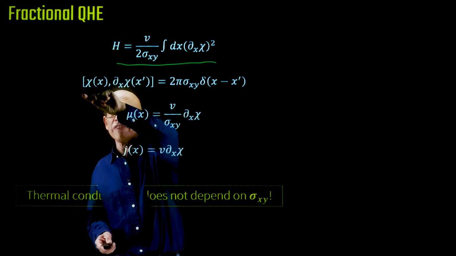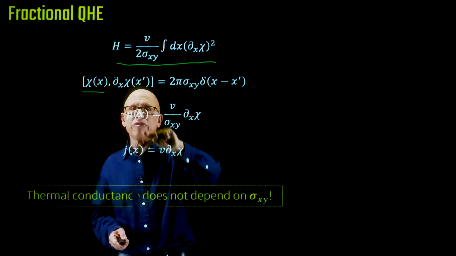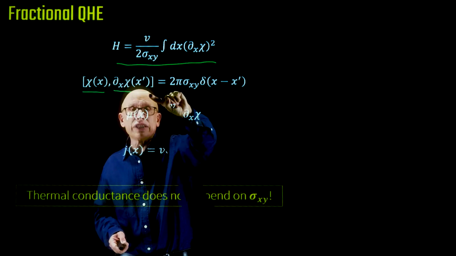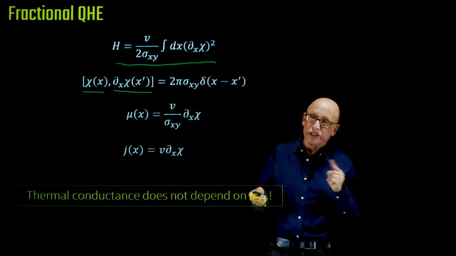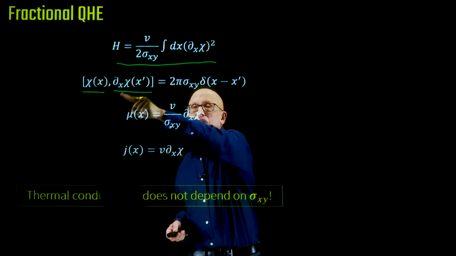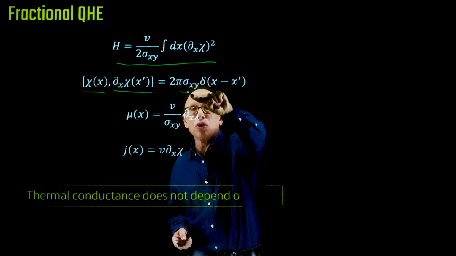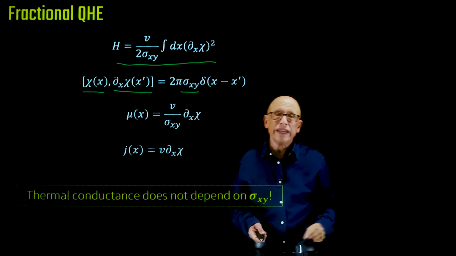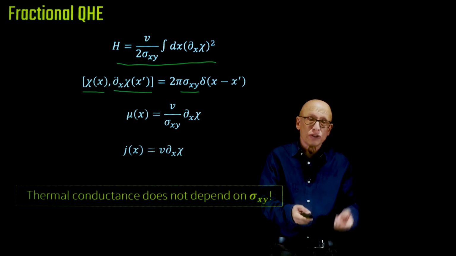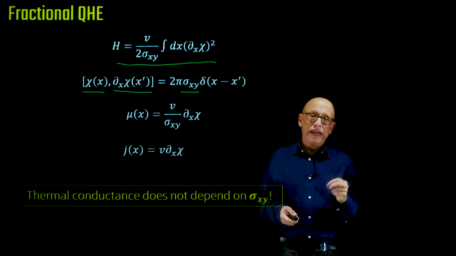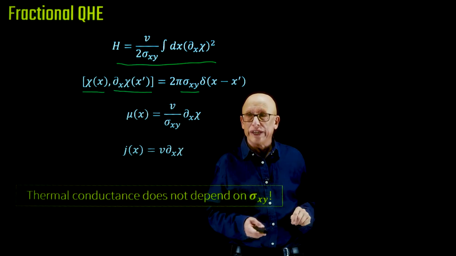The commutation relations are: the commutator of chi of x with its derivative is non-zero. It's a field that does not commute with its own derivative. The commutation is non-zero, and in fact it encodes sigma xy. It encodes the information about the type of fractional quantum Hall state that we're looking at.